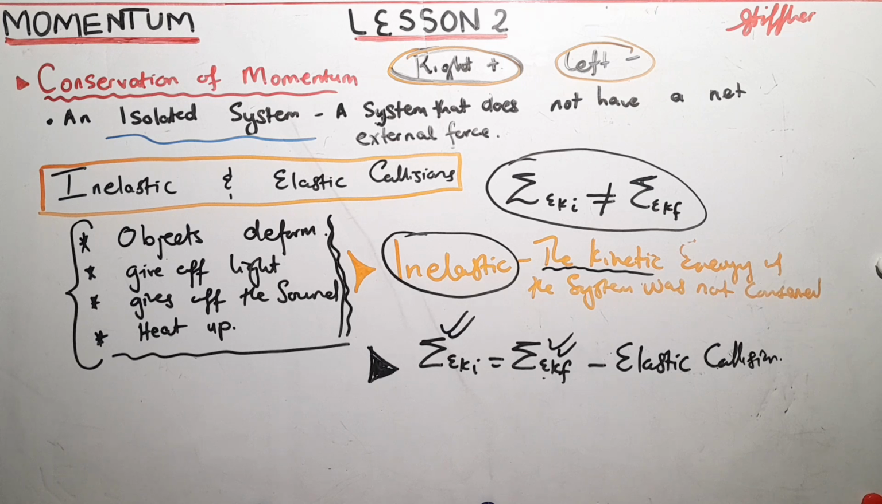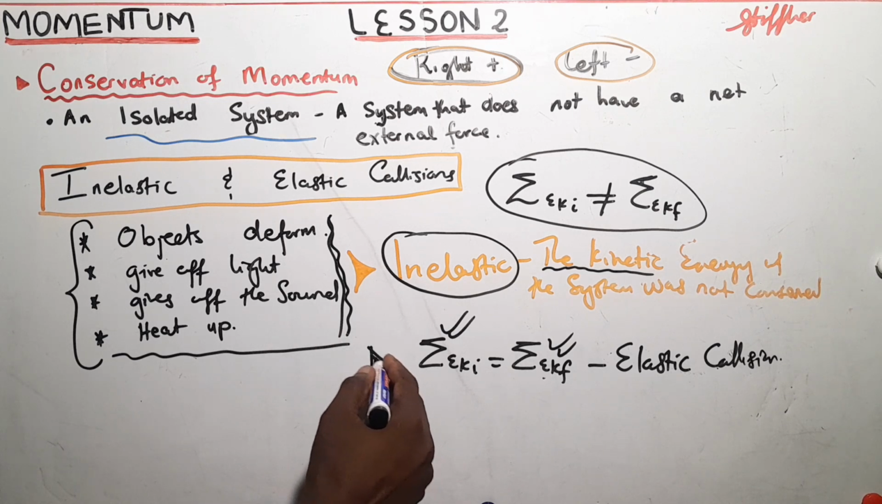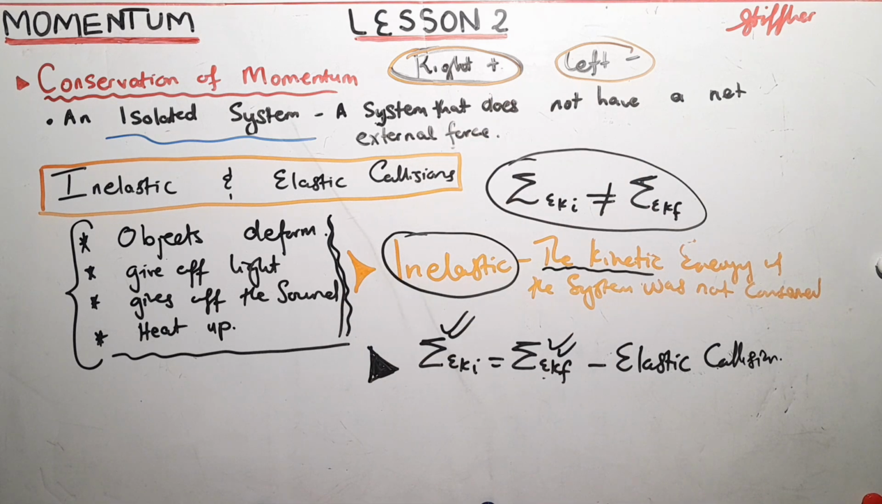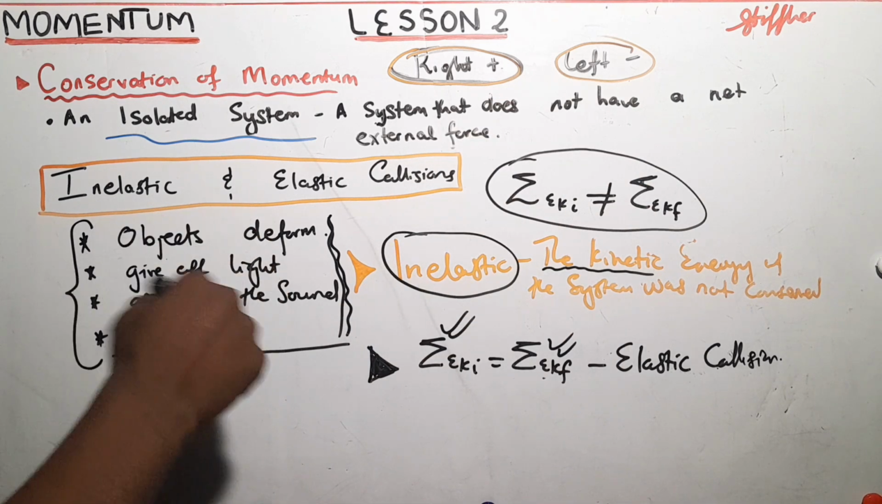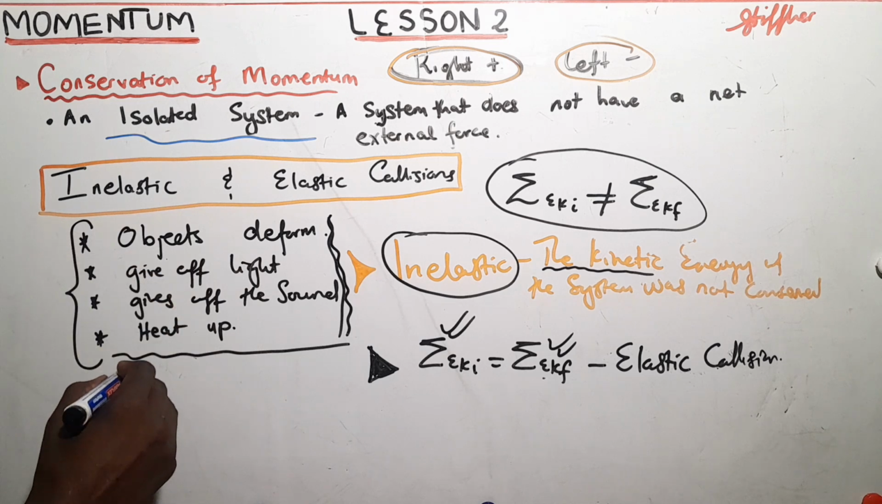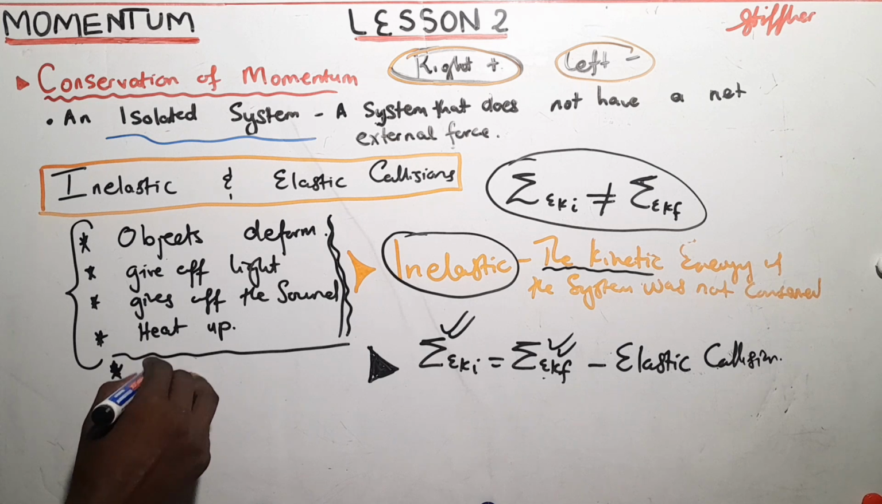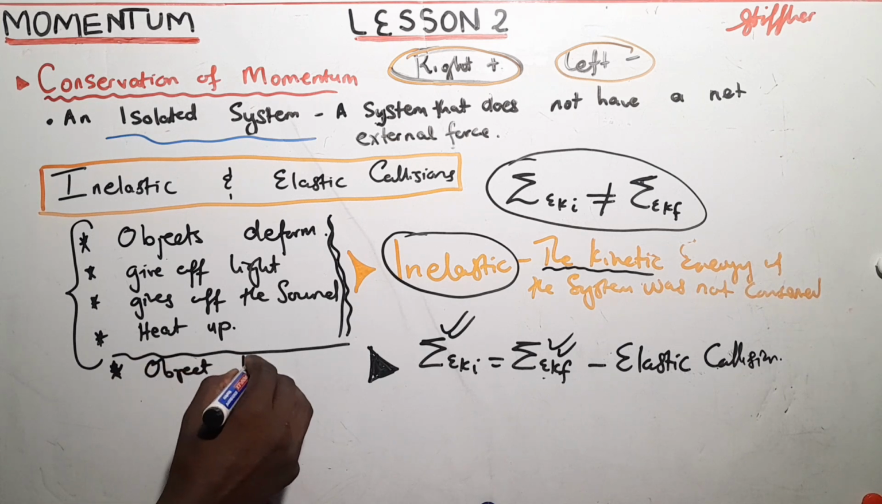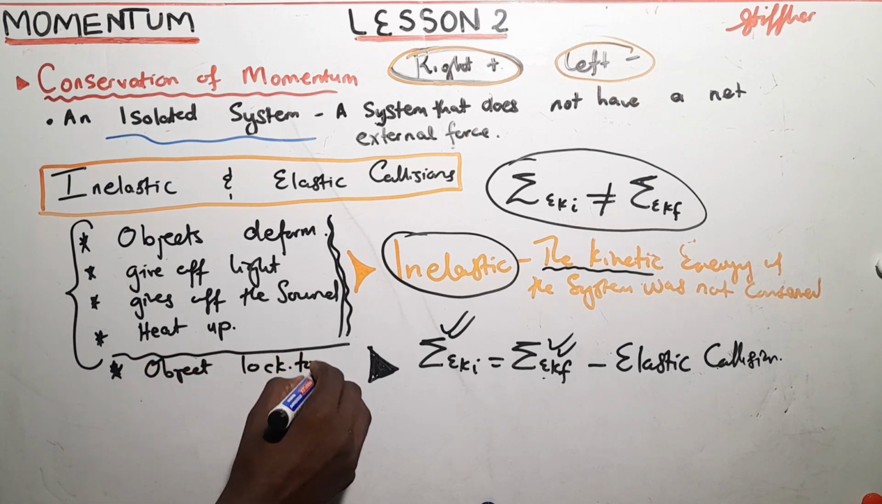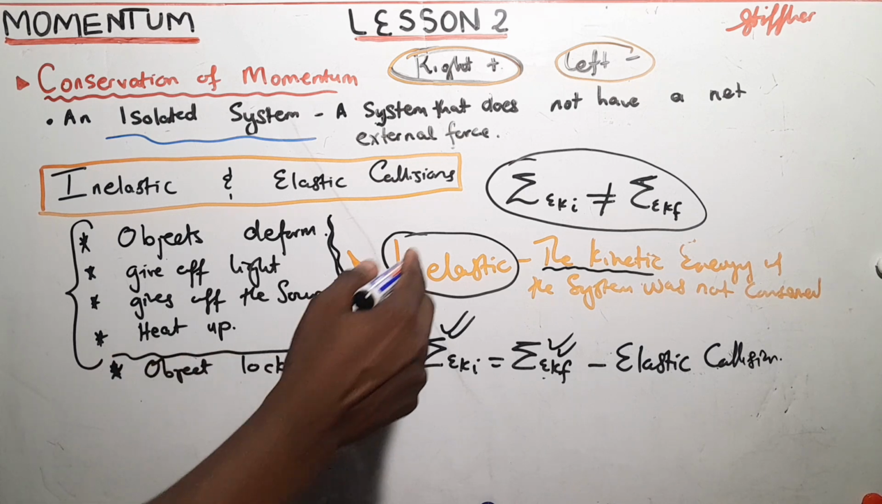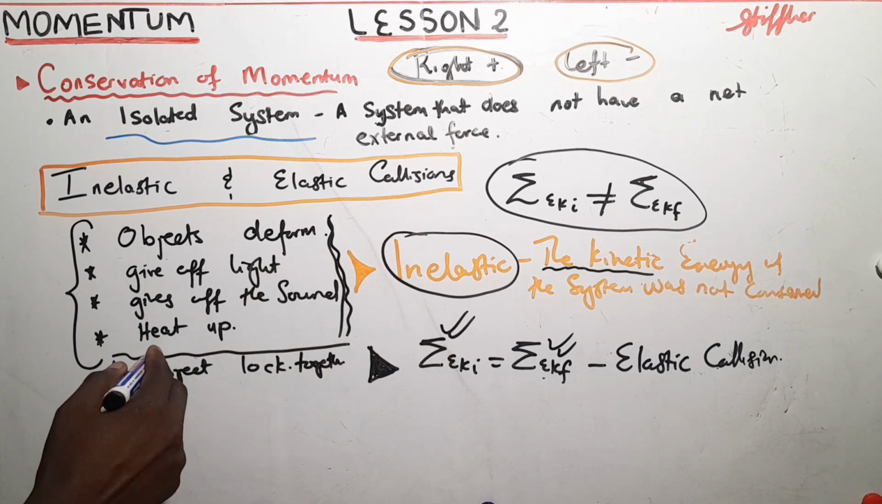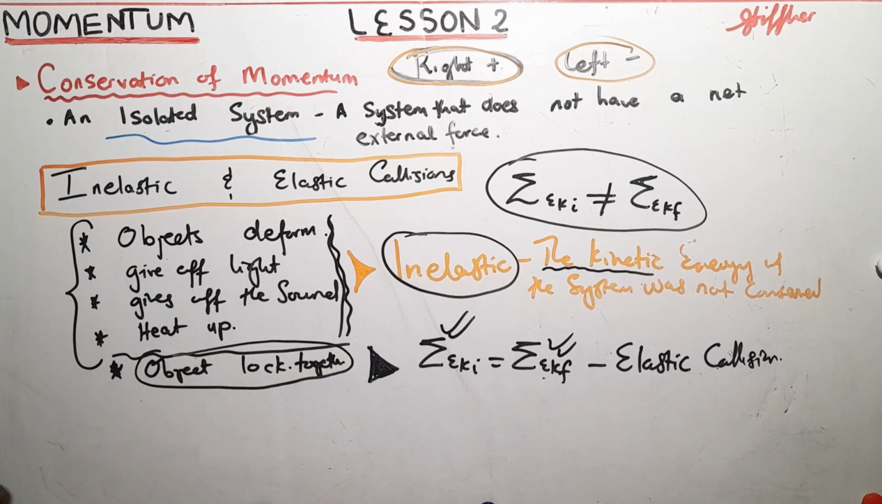So don't forget that when we say initial and final, what do we mean? Initial we mean before the collision, and final we mean after the collision, right? Also, one hint that can show you that this is an inelastic collision is when objects lock together. So when objects lock together, the collision was inelastic as well. Or when one object becomes embedded in another object, the collision was inelastic.